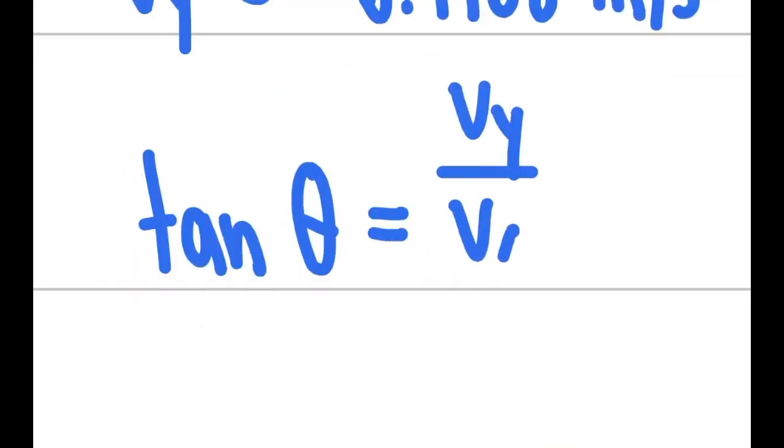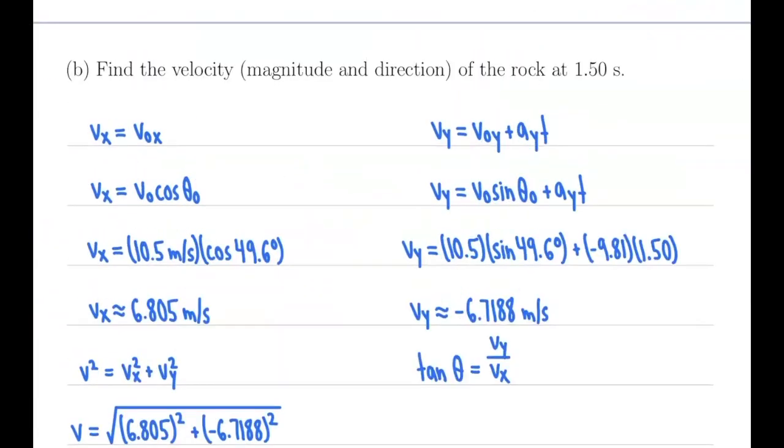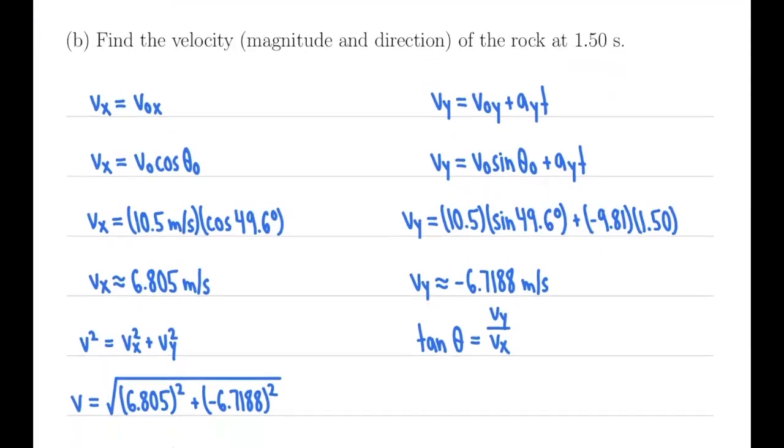So are we going to use theta or theta naught? This is just theta. That's a good question, because this is the angle at 1.5 seconds. Theta naught is the angle at 0 seconds, the initial angle. So I'm going to use theta for this angle at 1.5 seconds.